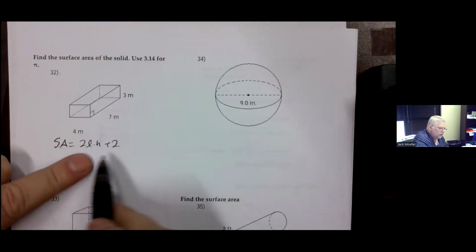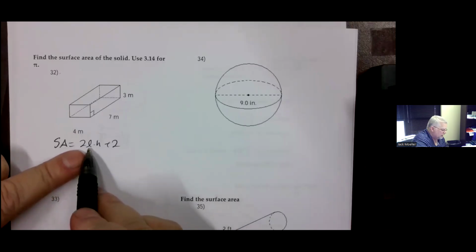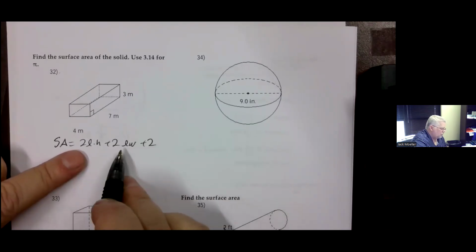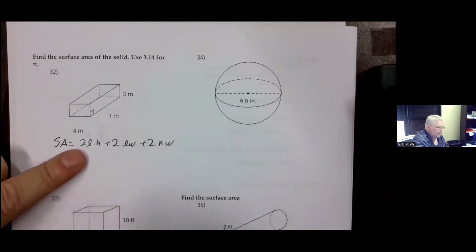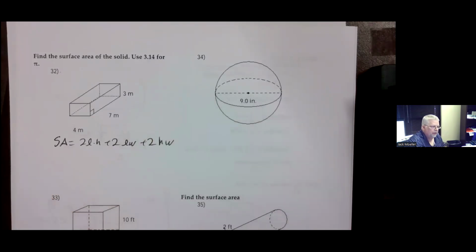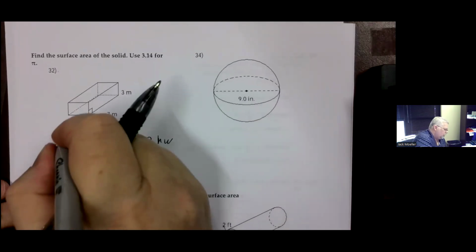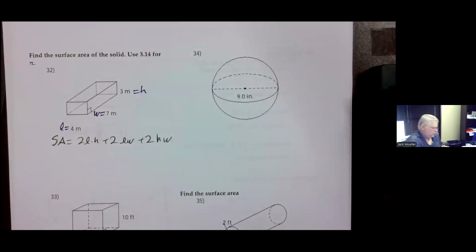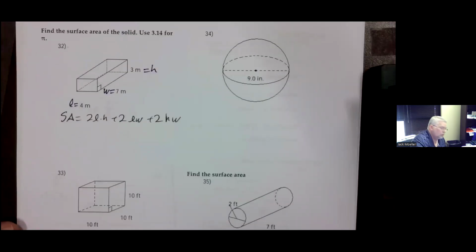Now, it doesn't really matter the order, but since I had L first, I want to do L and W. And then without L, I need H and W. Again, the order doesn't matter as long as you get all three pairs. And it helps if you label, so that way, when you're setting up your formula, you put the numbers in correctly.